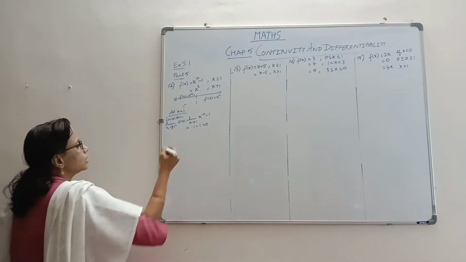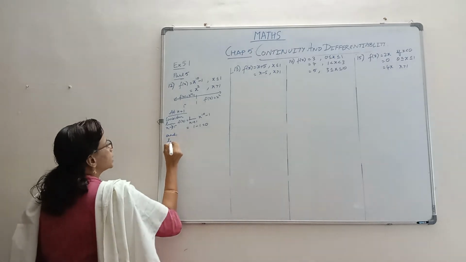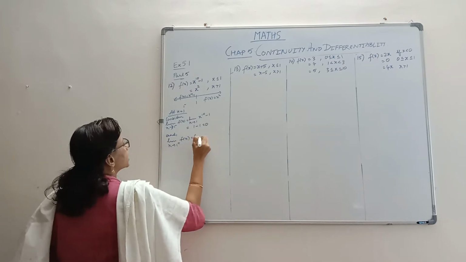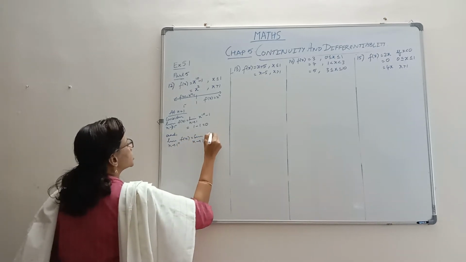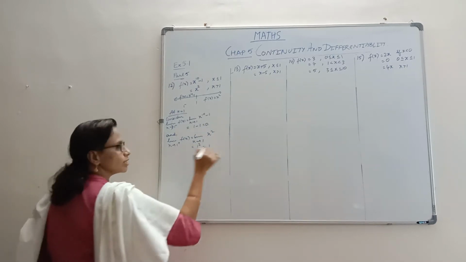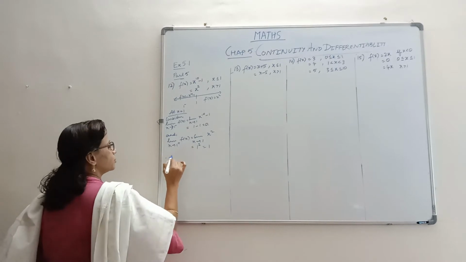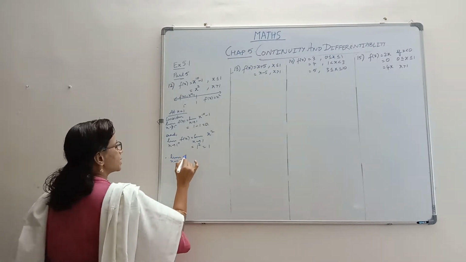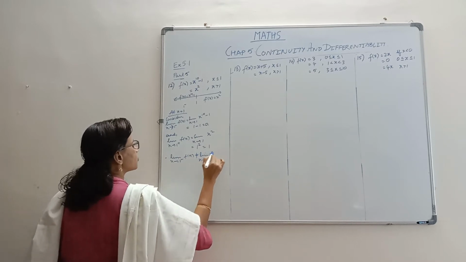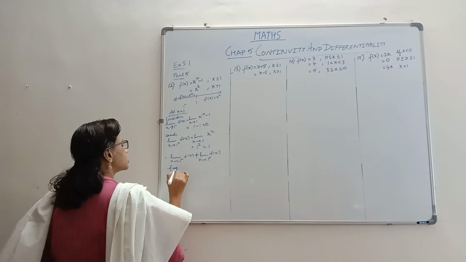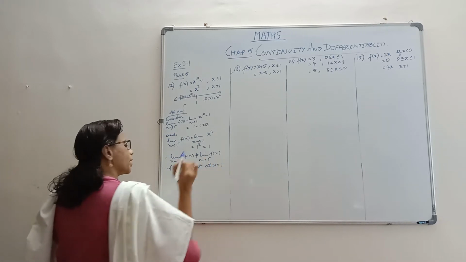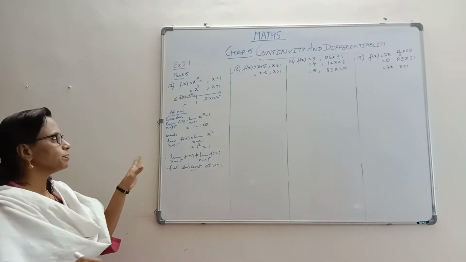Then we take the other side, the limit as x tends to 1 plus of f of x. That is the limit as x tends to 1, and the function there is x squared. So it is 1 squared, which is 1. Now that is 0, and this is 1. Therefore, the limit as x tends to 1 minus of f of x is not equal to the limit as x tends to 1 plus of f of x. Therefore, f is discontinuous at x equal to 1. That's it.